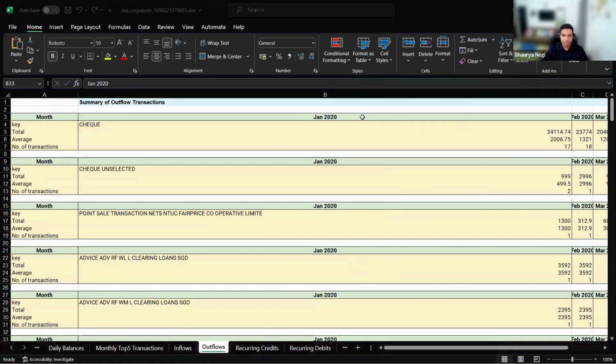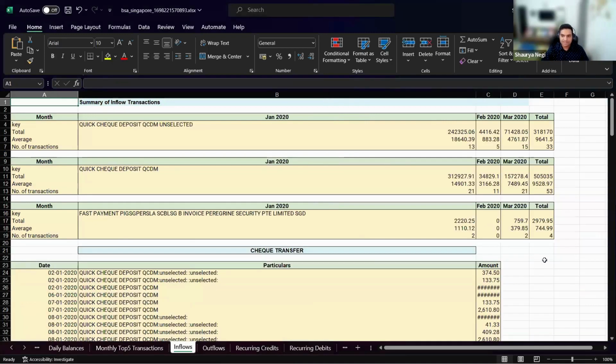I had a question similar to this. Can the software further analyze the particulars? For example, if I want to know how many transactions I made to a certain beneficiary. I hope the information which I shared answered this question, that you can actually get the number of transactions, the total amount of transactions, and the average amount of transactions every month for a particular vendor. In this case, it was Peregrine Security, and I hope this answered your question. If you have any follow-up questions, I will gladly answer that as well.